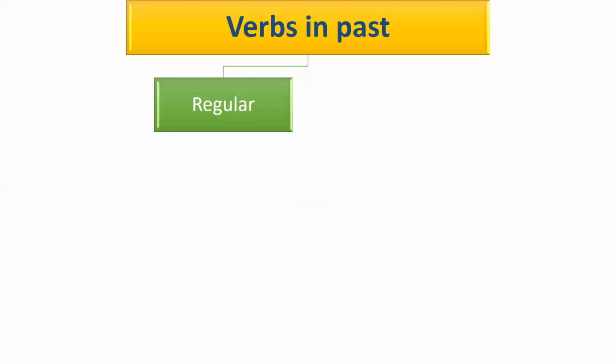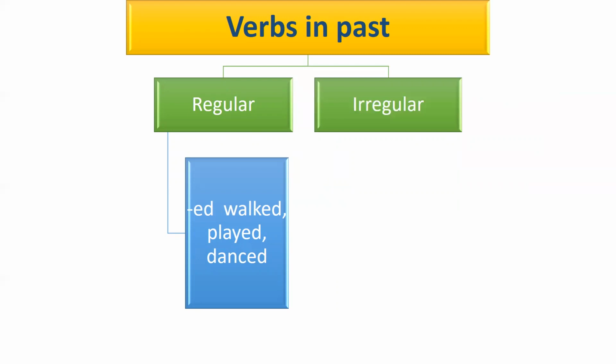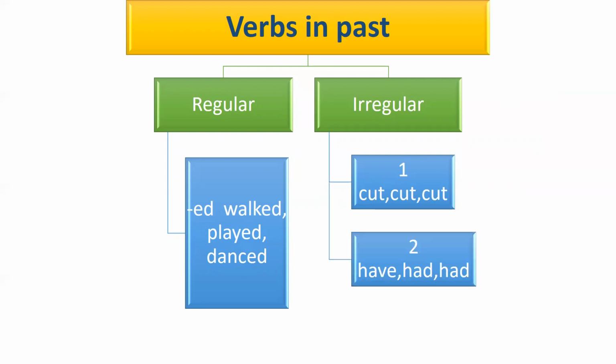Now, let's see some examples. Regular verbs, -ed: walked, played, danced. Irregular verbs, group 1: cut, cut, cut. Remember, just one form. Group 2: have, had, had. Group 3: go, went, gone.